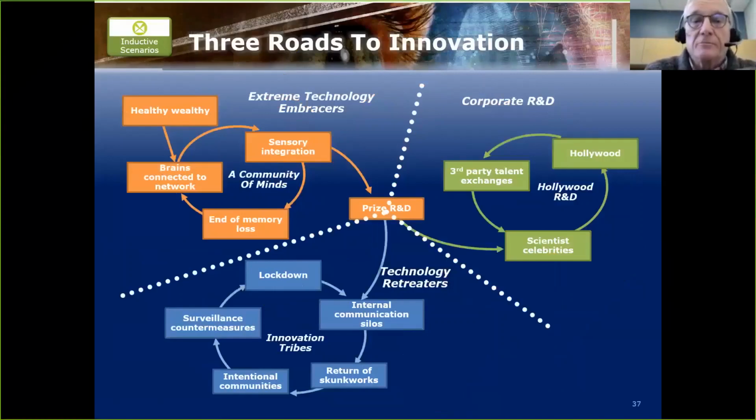But in this one, the upper left folks are extreme technology embracers. They almost hook their brains together to innovate fast. The lower left are retreaters. They form small groups of their own to promote R&D, and you can find these in the world already. Cities devoted to kinds of R&D or regions.